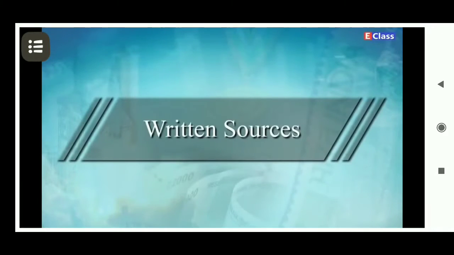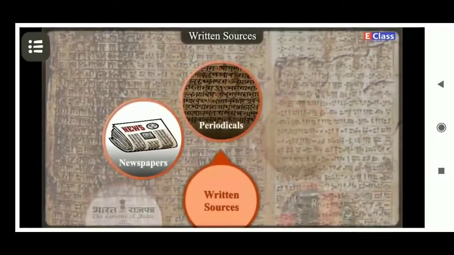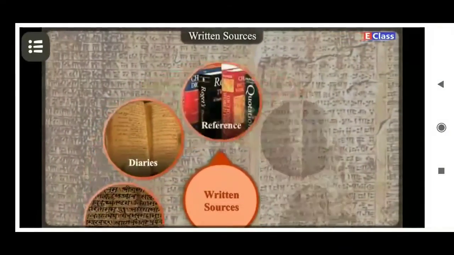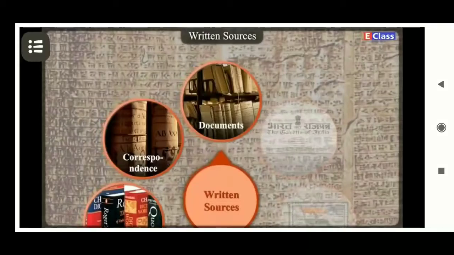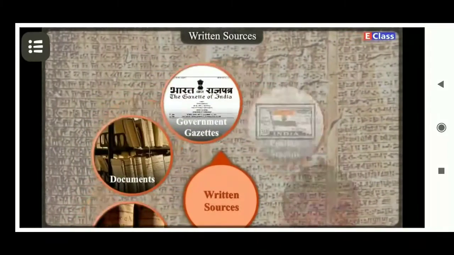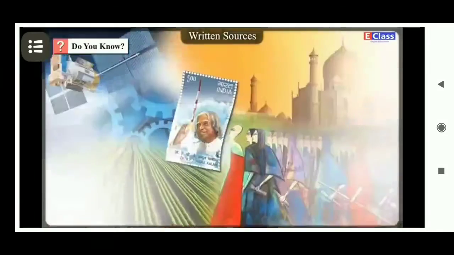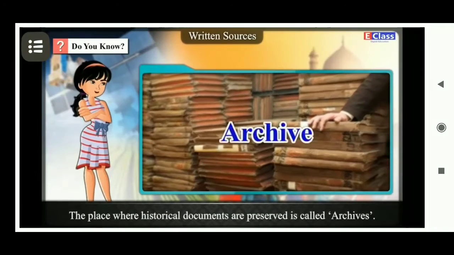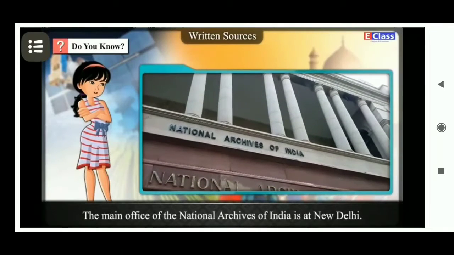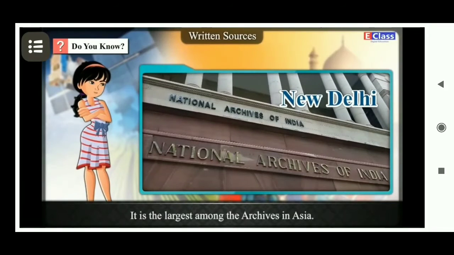Written sources. Newspapers, periodicals, diaries, reference books, correspondence, documents in archives, government gazettes, postage stamps, encyclopedias. Do you know, the place where historical documents are preserved is called archives? The main office of the National Archives of India is at New Delhi. It is the largest among the archives in Asia.